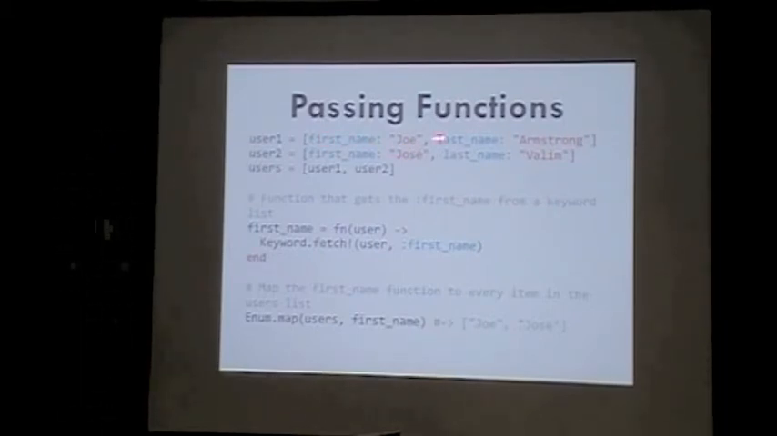So from this keyword list here, we can use this code here to pull out the user's first name, which in this case would be Joe or Jose. And then we assign this anonymous function, which allows us to do that, to the first name variable.